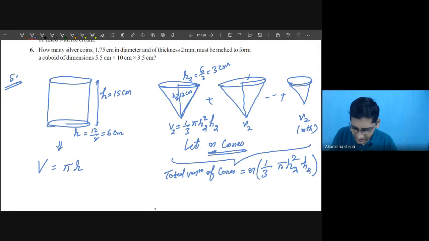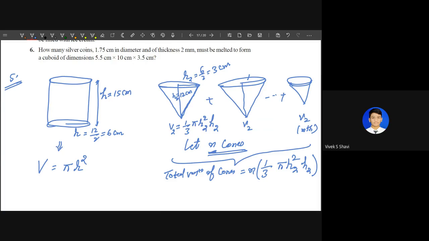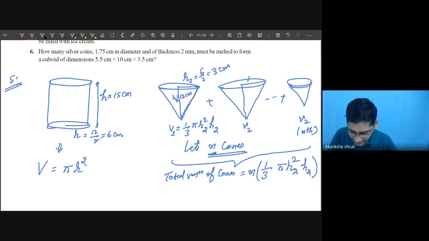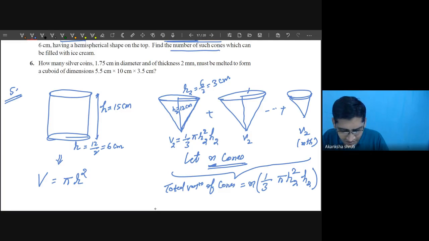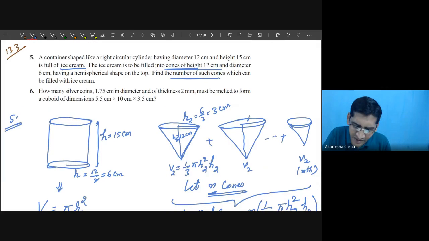Yes, there is a hemisphere on top of the cone. Such n cones we are considering. That's why we have multiplied it with n. And the formula for the volume of one cone is considered. All the cones are identical. It is given here in the question, no? Into cones of height 12 centimeter and diameter 6 centimeter.